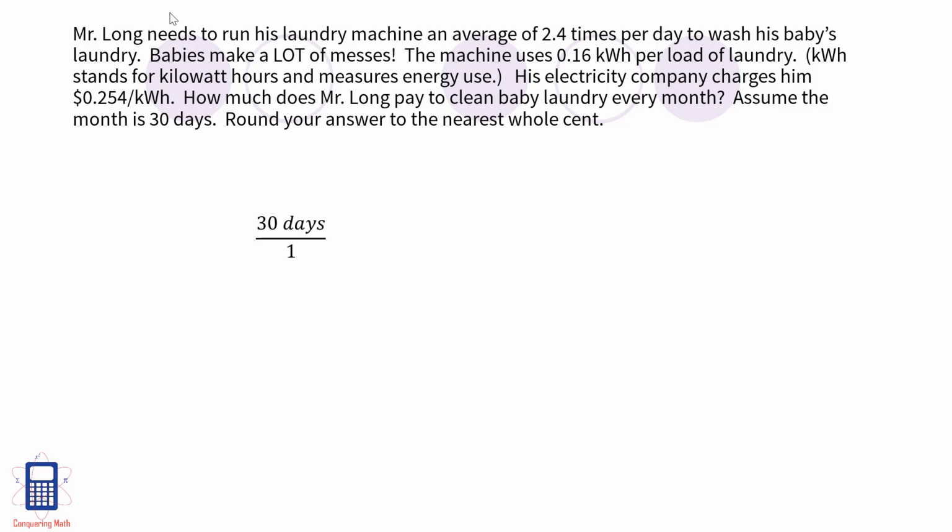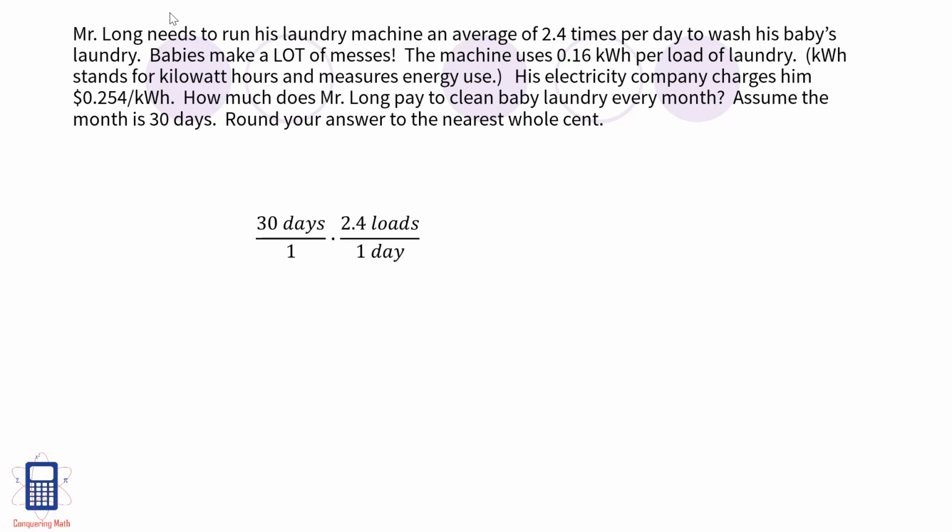So the easiest way to start is with the number of days. There's 30 days. And since everything else has multiple units, we'll be using fractions. Since 30 days is a whole number, I just put a 1 as the denominator. Now, let's figure out how many loads of laundry total. If we have 30 days and 2.4 loads of laundry a day on average, we would multiply those together. So we have 30 days times 2.4 loads of laundry per day.